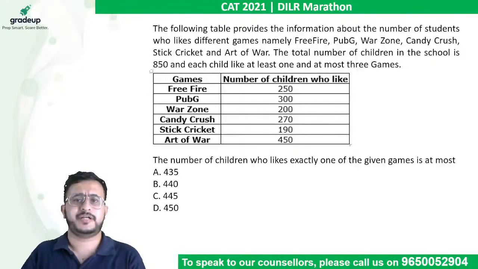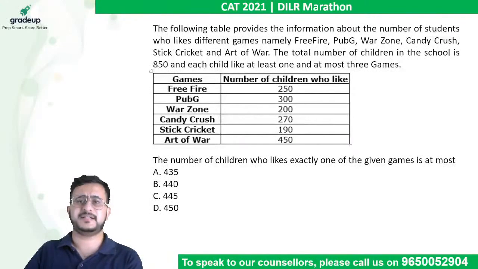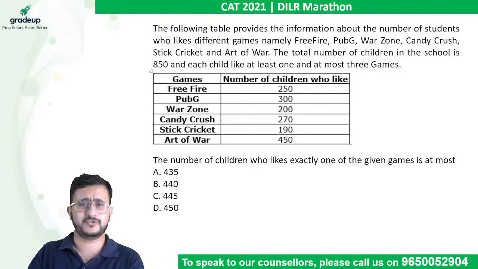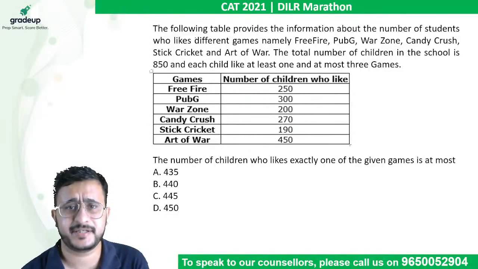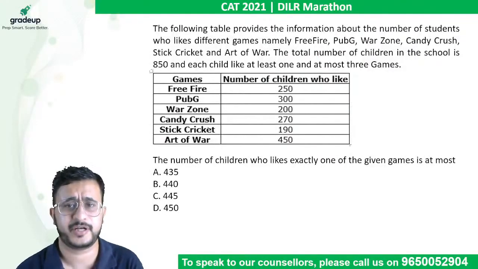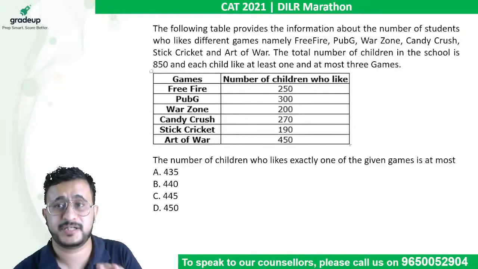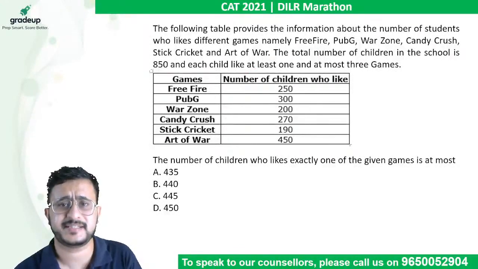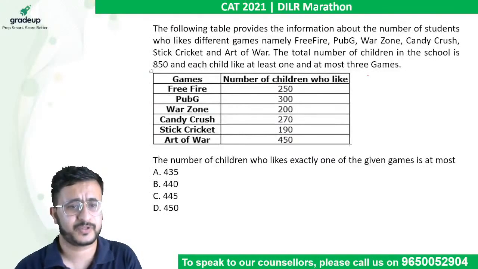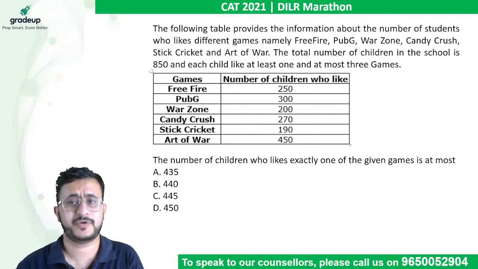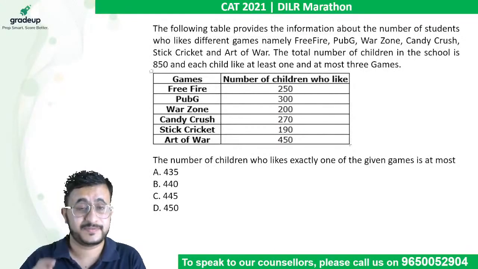All right. So this is a set which says that there are some students who like different games. The games are Free Fire, PUBG, Warzone, Candy Crush, Stick Cricket, and Art of War. The total number of children in the school is 850, and each child likes at least one and at most three games.